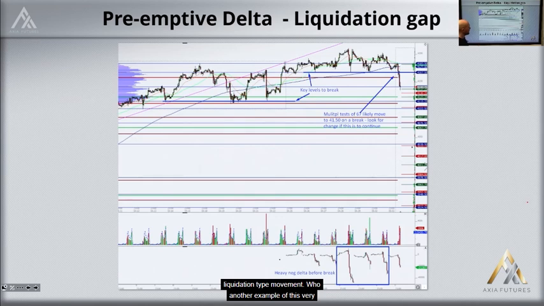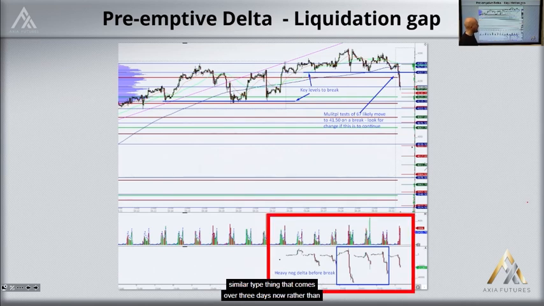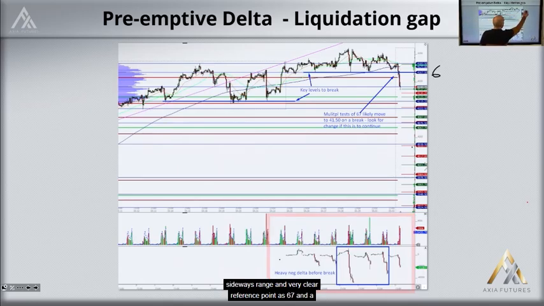Here's another example of this. Very similar type thing that comes over 3 days now rather than just over the one. This is one that comes up in the S&P. Sideways range, very clear reference point at 67.5. Multiple tests down of lows. So a similar kind of structure.